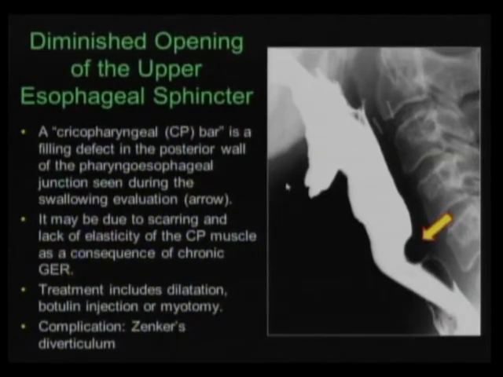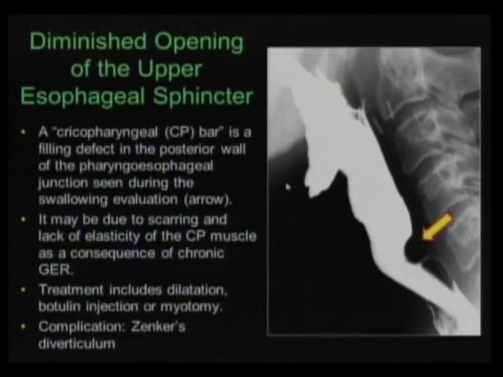This is interesting because the old papers mention achalasia of the cricopharyngeus, but it's not an achalasia. It's due to scarring, okay, and lack of elasticity of the cricopharyngeal muscle as a consequence of chronic gastroesophageal reflux. They think that this permanent contraction, trying to prevent the reflux from going into the airway, produces some scarring and fatty infiltration of the sphincter. The treatment, important to detect, includes dilation, botulinum injection, and myotomy in severe cases.